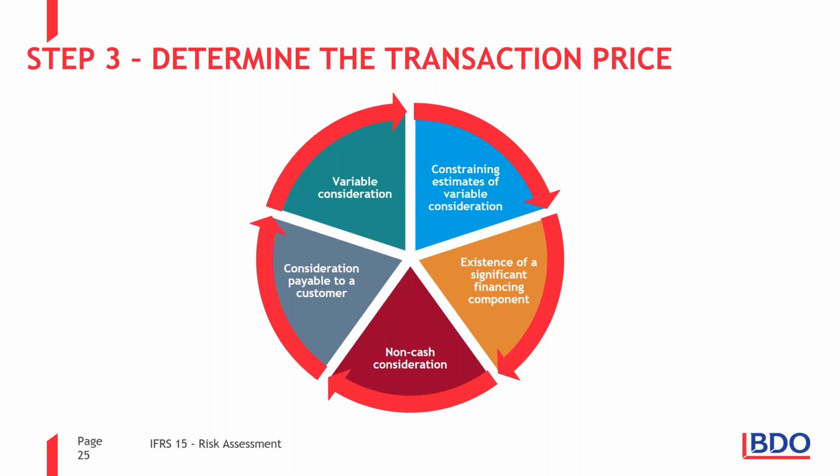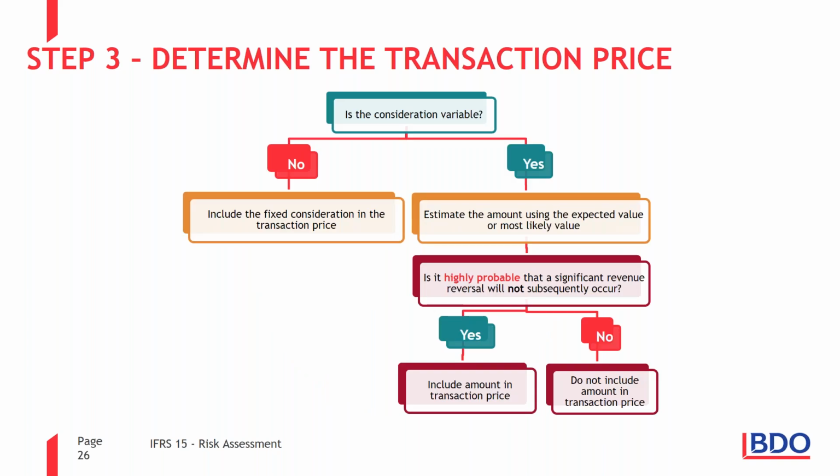What if there's non-cash consideration? They pay us by giving us an asset. Yeah, then we fair value that asset if that's how we do business. What if we pay consideration to a customer? If we pay that consideration to a customer, then we deduct it from our revenue potentially, and we have to think about that. Variable consideration, do we know whether it's going to happen or not? And there's something called constraining estimates of variable consideration, and I'll move on to that.